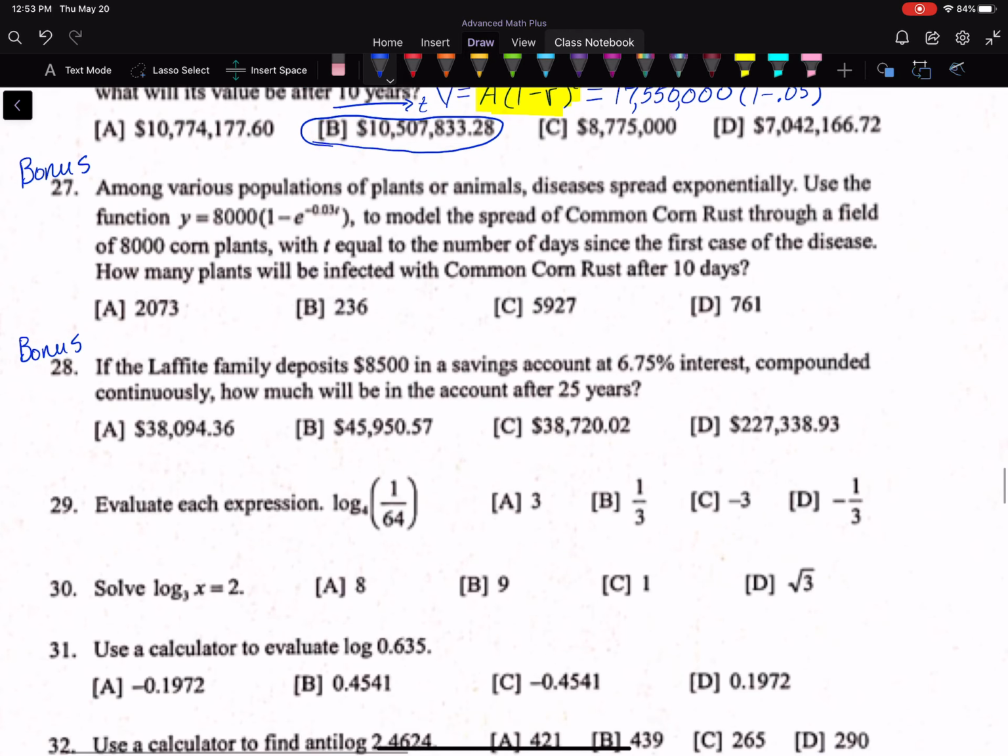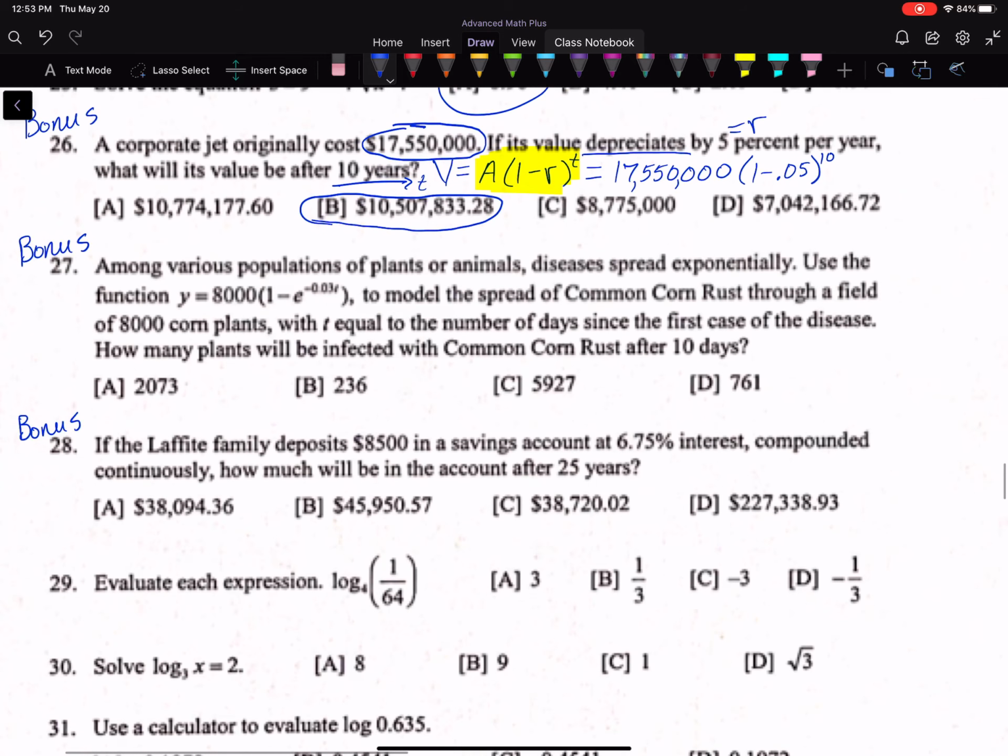All right? 27, I shouldn't make bonus because they literally give you the equation. All you got to do is plug in. So it tells you, let's see here, here's the equation, of course. And it says to model the spread of common corn rust through a field of 8,000 corn plants. They've already got that in the equation. With T equal number of days since the first case of the disease, how many plants will be infected with common corn rust after 10 days? So all we got to do is plug in 10 for T.